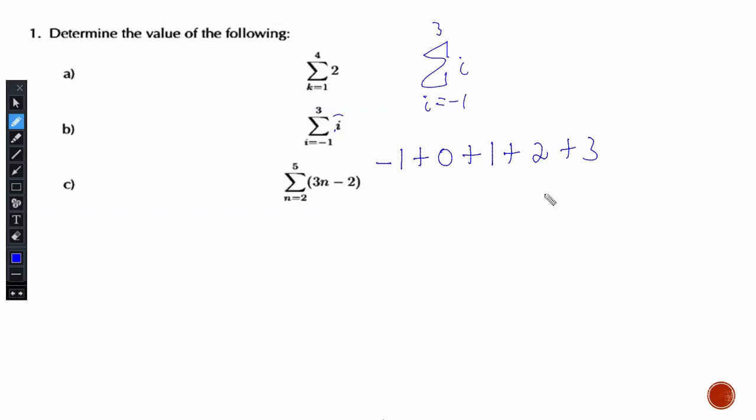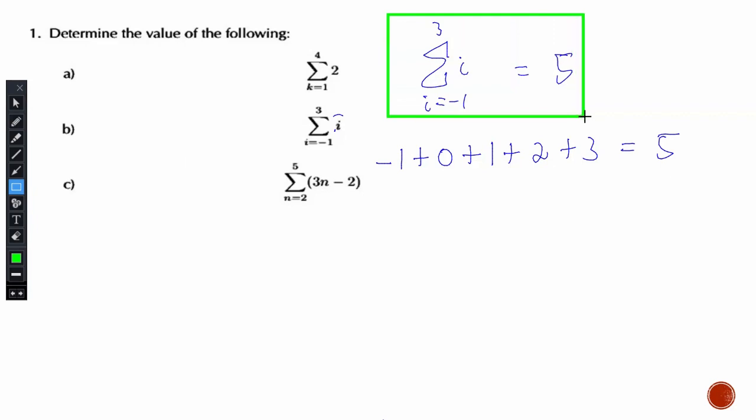So -1 plus 0 plus 1 plus 2 plus 3, then this is going to give us 5. So that means in writing out this one, you will just say i is equal to -1 running up to 3 for i is equal to 5. Then you are done. So that's how you find the value there. So we can see that when we want the value, the first thing that we have to do is expand the series.